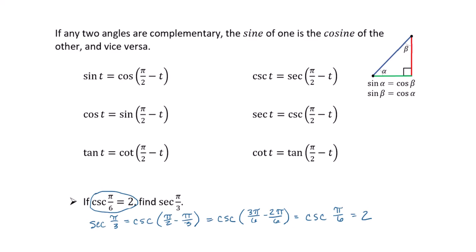So the secant of pi over 3 is the cosecant of pi over 6. And we can do that without all this work in the middle by knowing that pi over 3 and pi over 6 are complementary angles. And so the secant of pi over 3 is going to equal the cosecant of pi over 6, which here is 2.